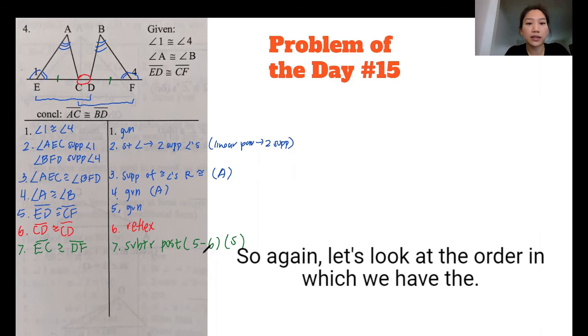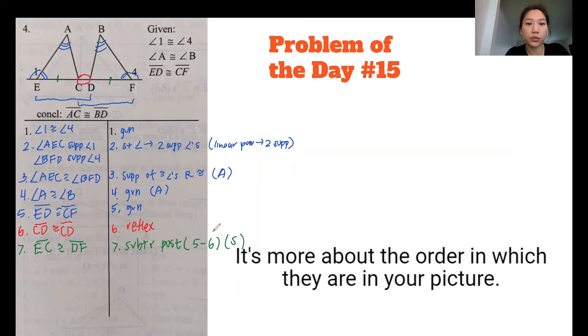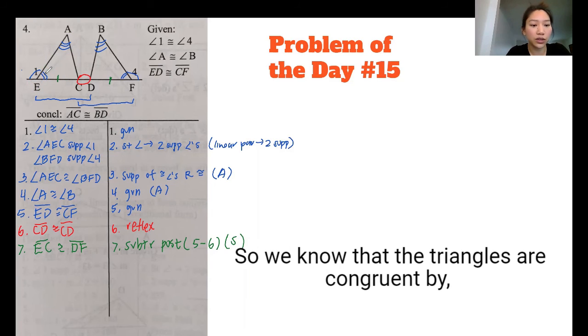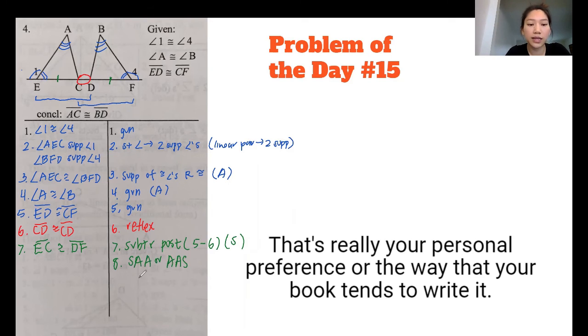Again, let's look at the order in which we have these. It's not about the order in which you write it down in your proof. It's more about the order in which they are in your picture. So we have an angle, and then we have a side. So we know that the triangles are congruent by, you can either write side, angle, angle, or angle, angle, side. That's really your personal preference or the way that your book tends to write it.